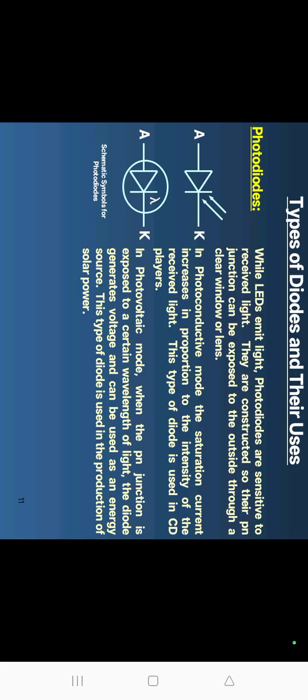Then photovoltaic mode: when the P-N junction is exposed to a certain wavelength of light, the diode generates voltage and can be used as an energy source. This type of diode is used in solar panels.